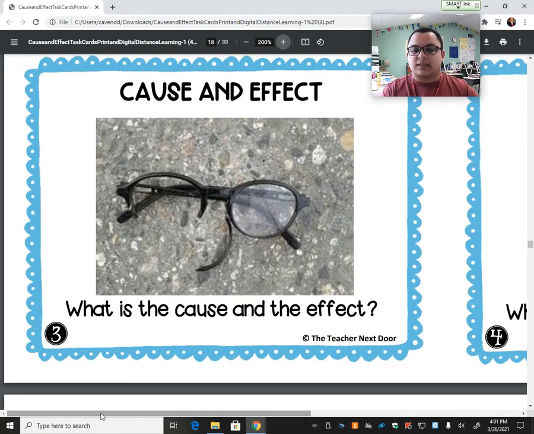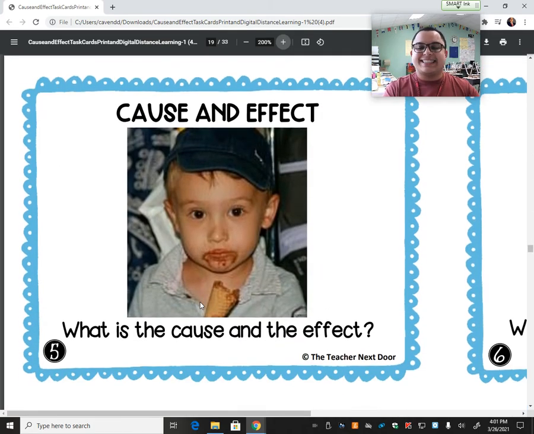Now let's look at this. If you wear glasses, you know that this is something that you do not want to happen. Your glasses are broken. So what could be the cause of these glasses being broken? Maybe someone stepped on them. Maybe a car ran over them. Maybe your dog took them and ran down the street with them and broke them. But what could be the effect of your car running over your glasses? The effect is that they would break. Let's do this last one.